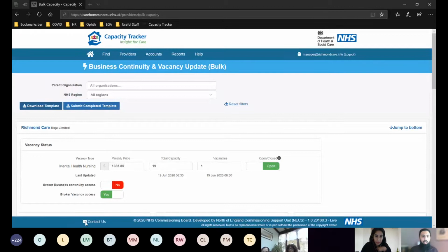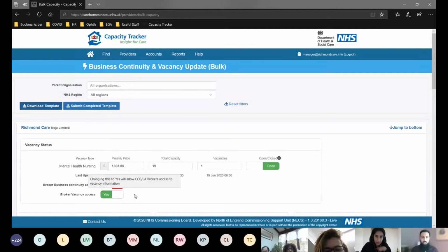Okay, so this is for bulk completion. We talked about broker access. Brokerages, or large care home firms that have many homes, will download this template, fill it in for all of their homes after contacting each home separately, and then bulk upload. So that's what that template is for.